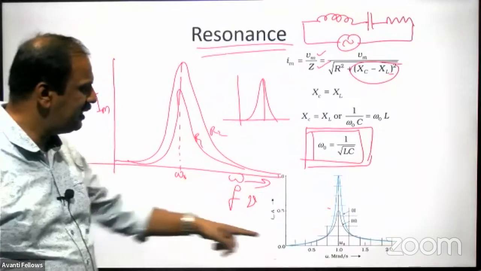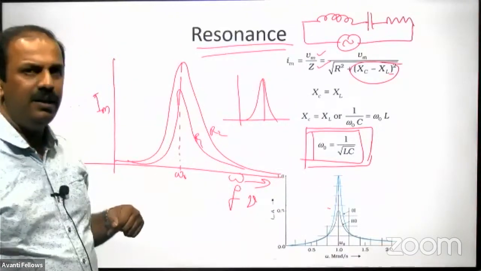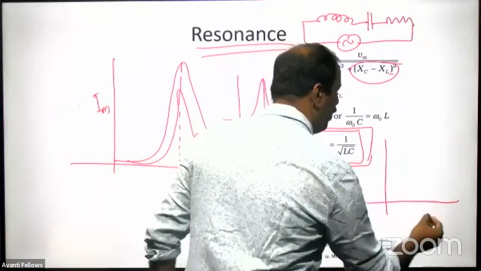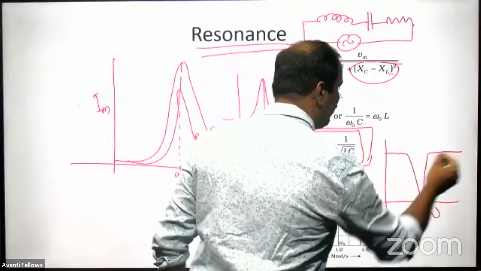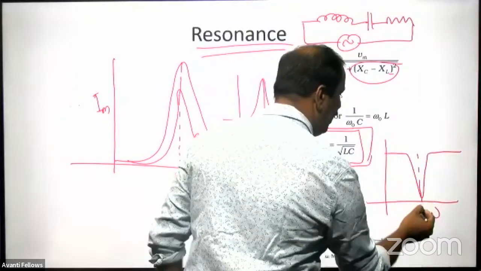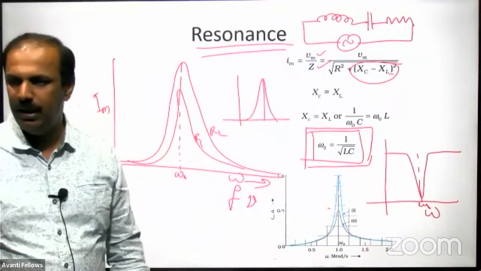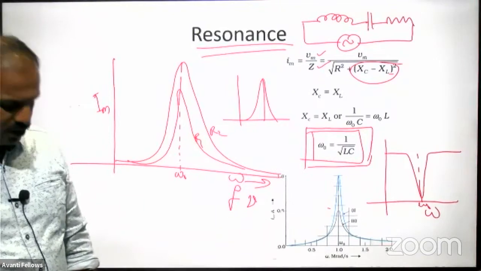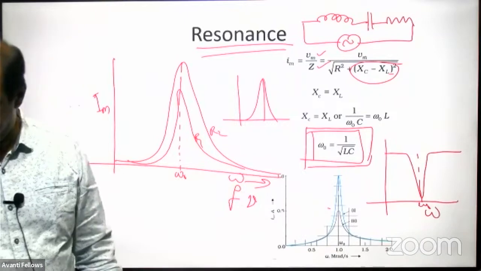Here, this is the current graph. And if you draw a graph for the impedance in resonance, you will get just the opposite shape. On this side is omega. So it will be just the opposite of this one, like this. That is, the impedance will be minimum at that frequency. So you'll get it like that. The impedance will be minimum at that frequency. Okay, so that's about our resonance.